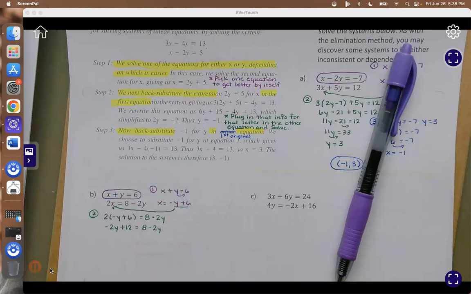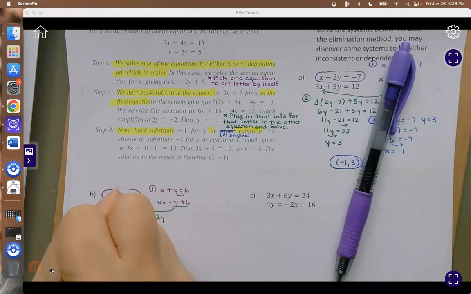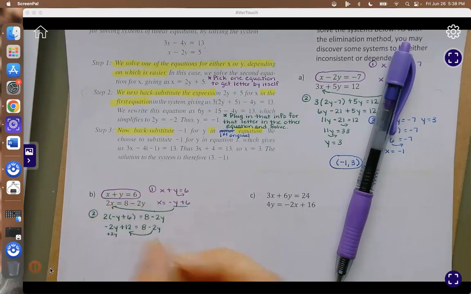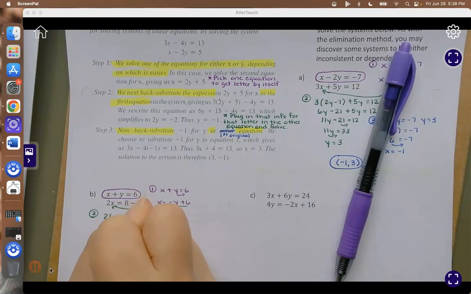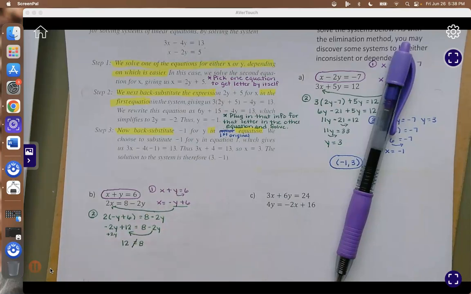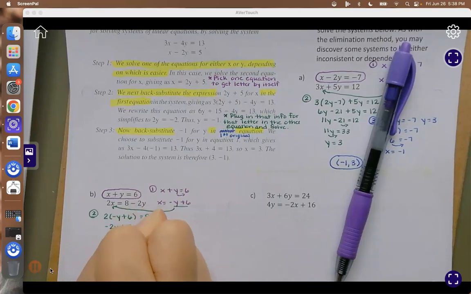Okay, we need to get our y's on the same side. So I'm going to move this y over here. So when I add 2y to negative 2y, they go away. And I get 12 equals 8. That is a false statement, so we're stuck. We can't go any further, so my answer here is no solution.